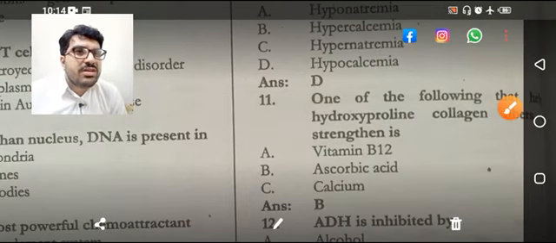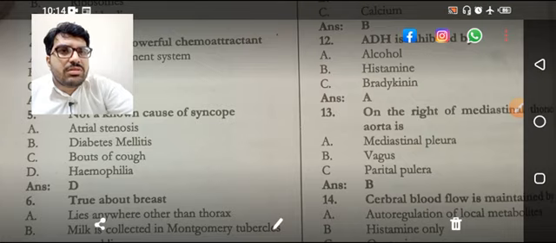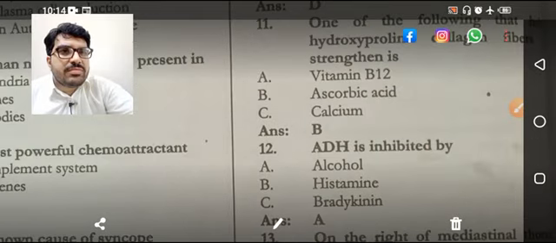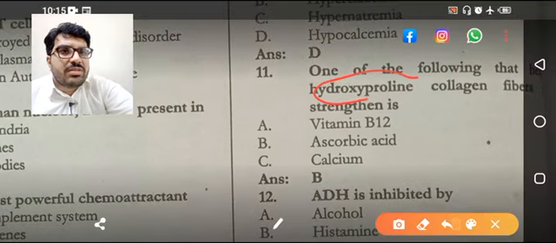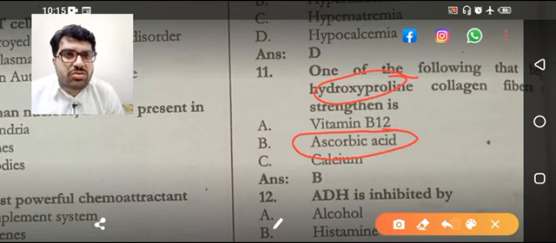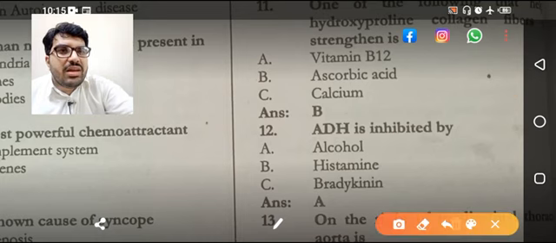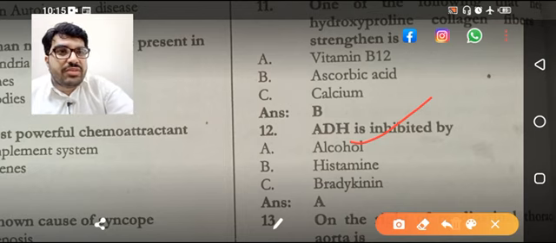Coming next, which of the following causes hydroxyproline collagen fiber strengthening? Now, there are two MCQs on this. Hydroxyproline, the hydroxylation reaction, that is caused by vitamin C, ascorbic acid. ADH is inhibited by alcohol. It has a diuretic effect. This is another MCQ. Alcohol has a diuretic effect because it inhibits ADH.